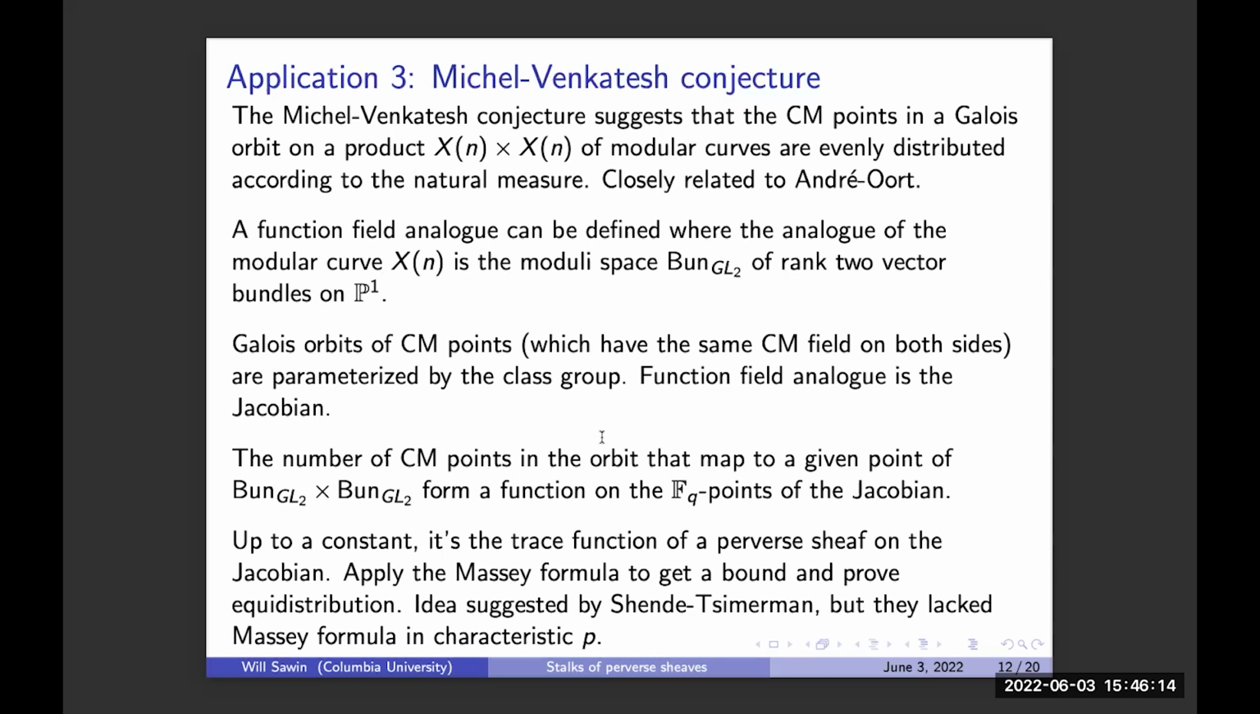And so this conjecture is closely related to the André-Oort conjecture. It's kind of a strengthening of the André-Oort conjecture for the product of two modular curves, because the André-Oort conjecture says CM points can't be concentrated in a subvariety, and so it's stronger to know they're evenly distributed over the whole space. The André-Oort conjecture was recently resolved, but we still don't know in complete generality this result of Michel-Venkatesh, although there's been progress on that also, particularly by Khayutin.